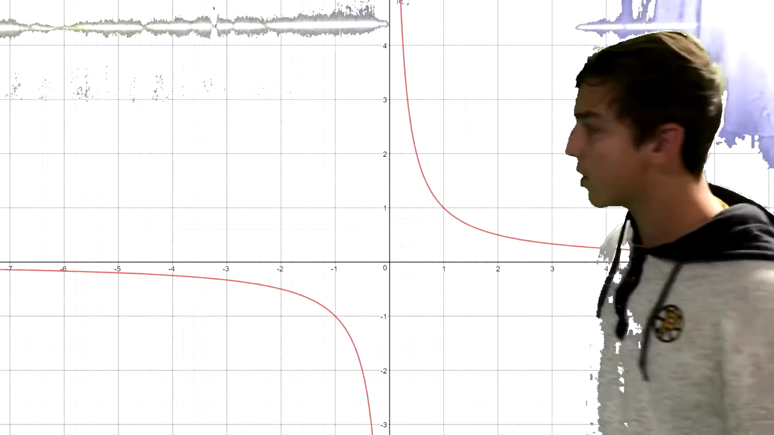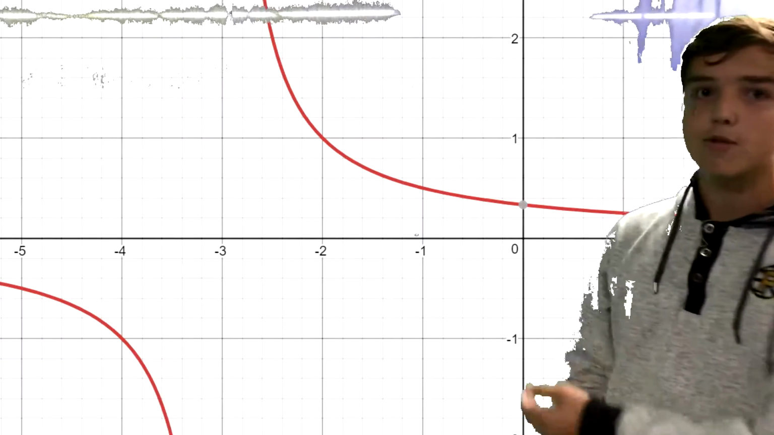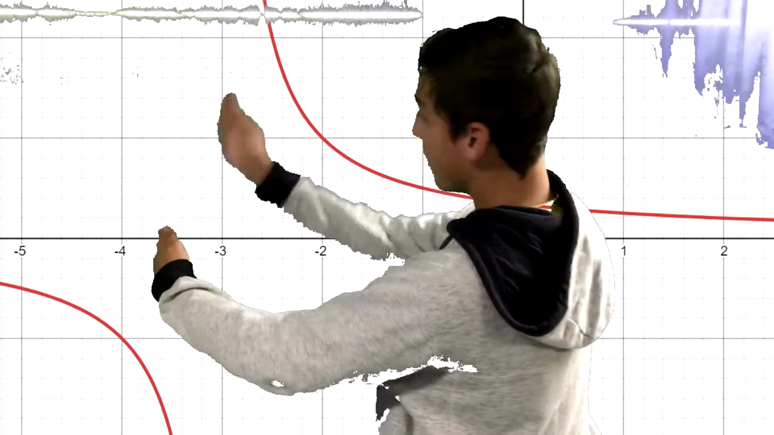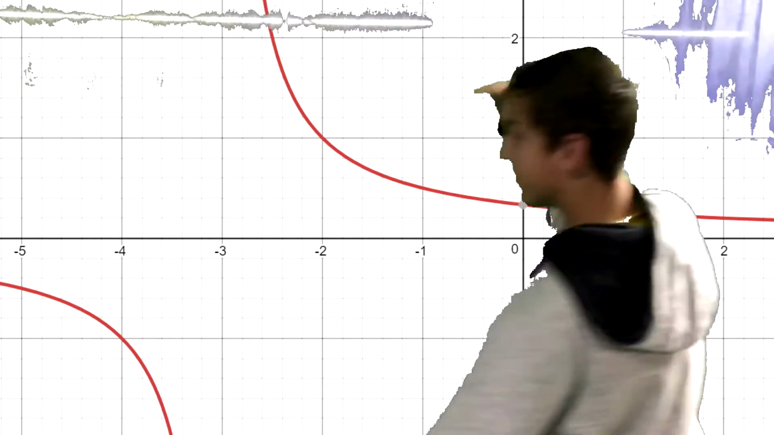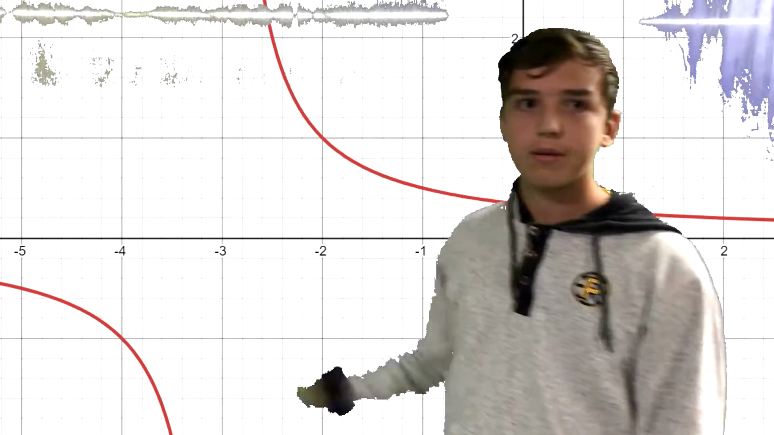So for example, if the graph was y equals 1 over x plus 3, then the asymptote would be -3, and the graph would be shifted over this way, stopping at -3, going down. And the positive side would go all the way to -3 and rise up exponentially.